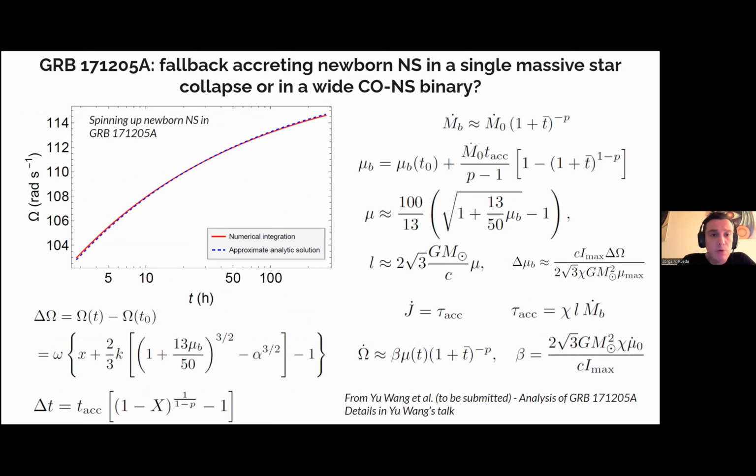And this is another example. We would take even wider binaries, or even only a single star. If the binary is very wide, or if the CO star is single, you don't have very much difference in the behavior of the newborn neutron star. And this is shown in this analysis of 17-1205A. This is a GRB discussed by Luca Izzo yesterday. So we have a picture, an ongoing analysis of that. I don't know if you will talk about that, maybe not, but just to show you here that also in that case we managed to make a fully analytic analysis of the spin up phase of the newborn neutron star. Here you see the analytic and the numerical integration almost overlapping.